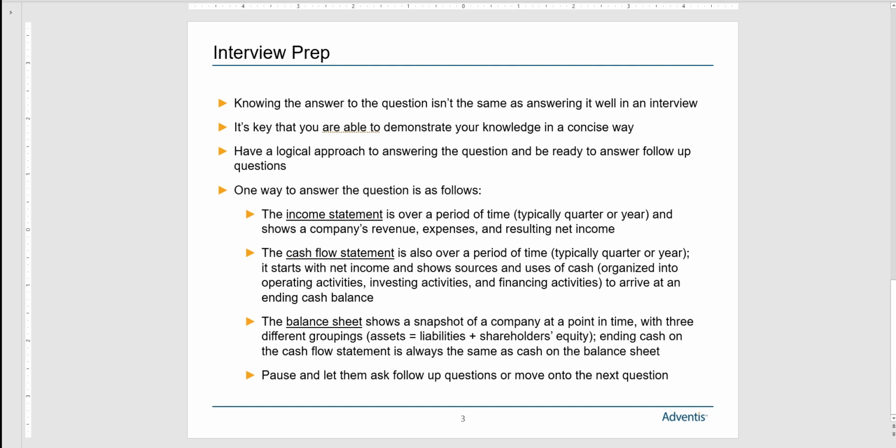The cash flow statement is also over a period of time, typically a quarter or a year, and it starts with net income and shows sources and uses of cash, organized into operating activities, investing activities, and financing activities to arrive at an ending cash balance. The balance sheet shows a snapshot of a company at a point in time with three different groupings: assets, which are equal to liabilities plus shareholders' equity. Ending cash on the cash flow statement is always the same as cash on the balance sheet.